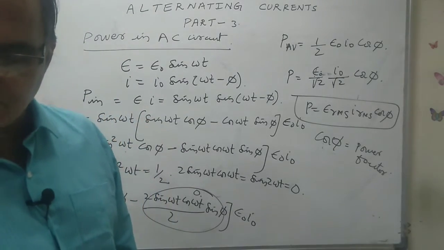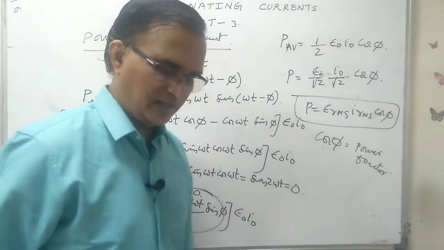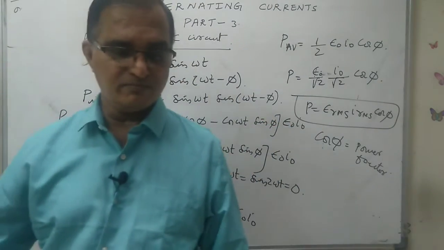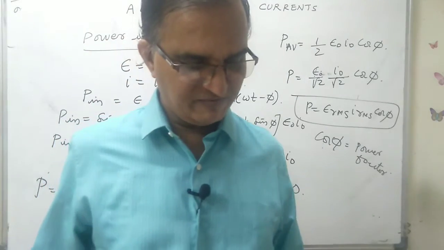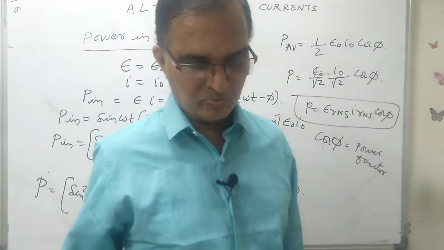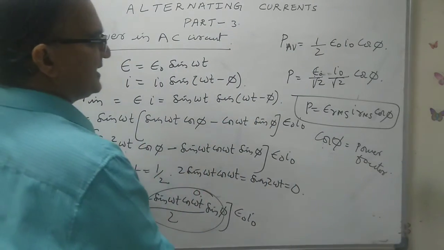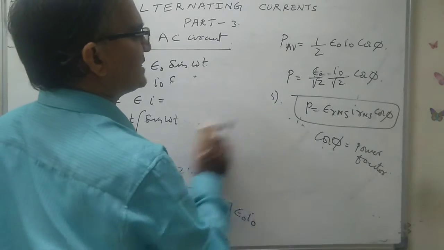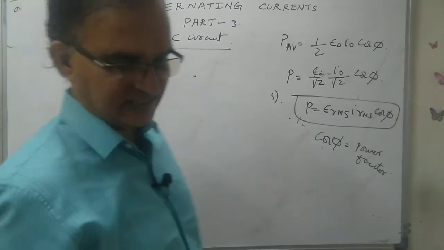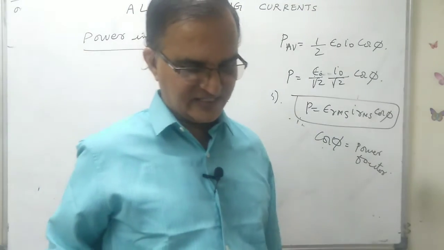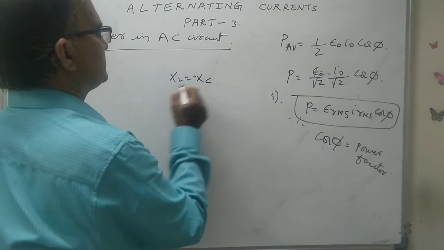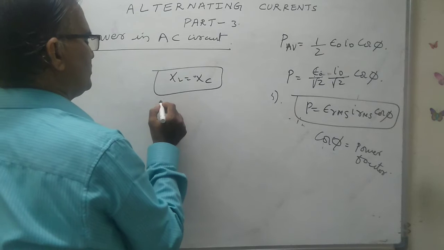Now in this power factor, suppose you have a resonating circuit, for example XL is equal to XC. For the resonating condition, the circuit becomes purely resistive.